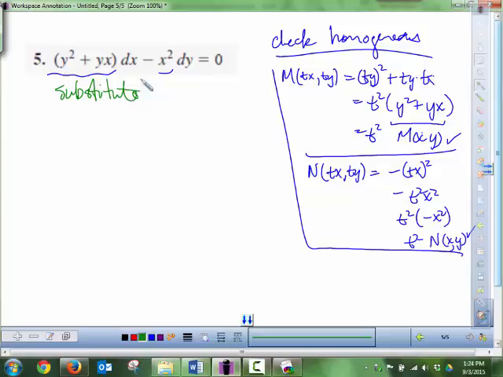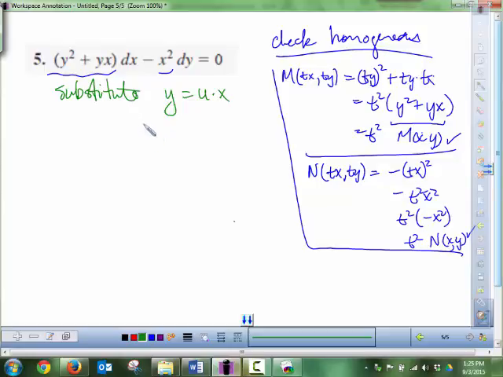Let's substitute y equals u times x, where u is another variable. We're going to pretend that that's a variable. Now, just like in our u substitution with integrals, we have to also take care of the differentials. Differentials exist here. So let's take the derivative of this thing using differentials.